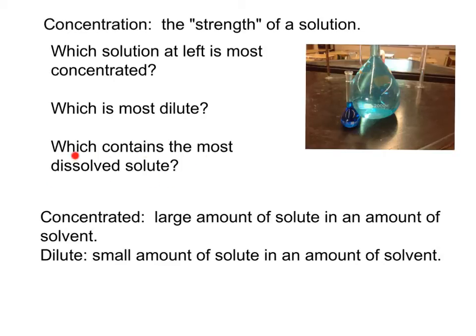So the third one's a trick question. They both have the exact same amount of solute, exactly 3 drops of blue food coloring, or at least relatively close to the same amount. But we're spreading that solute out through far more solvent in the larger container, so it's less concentrated or more dilute. So we can qualitatively define a concentrated solution as one which has a large amount of solute in an amount of solvent, and a dilute one would be the opposite, a small amount of solute in an amount of solvent.